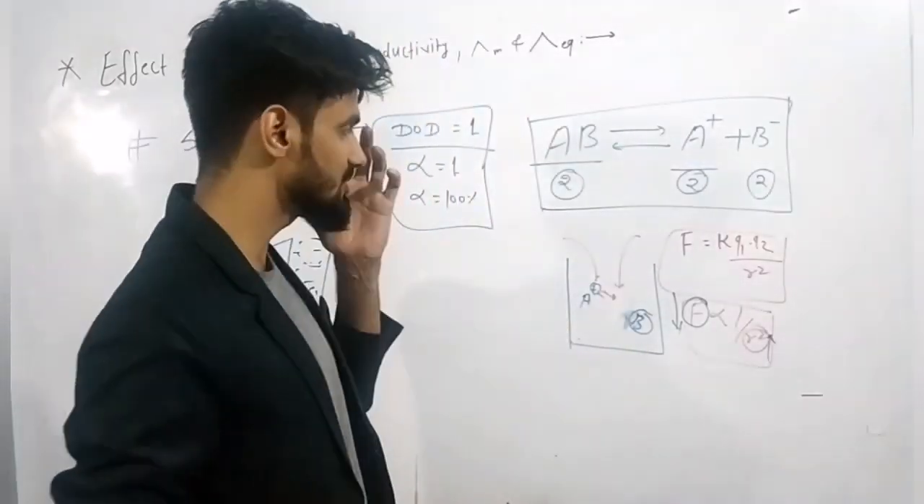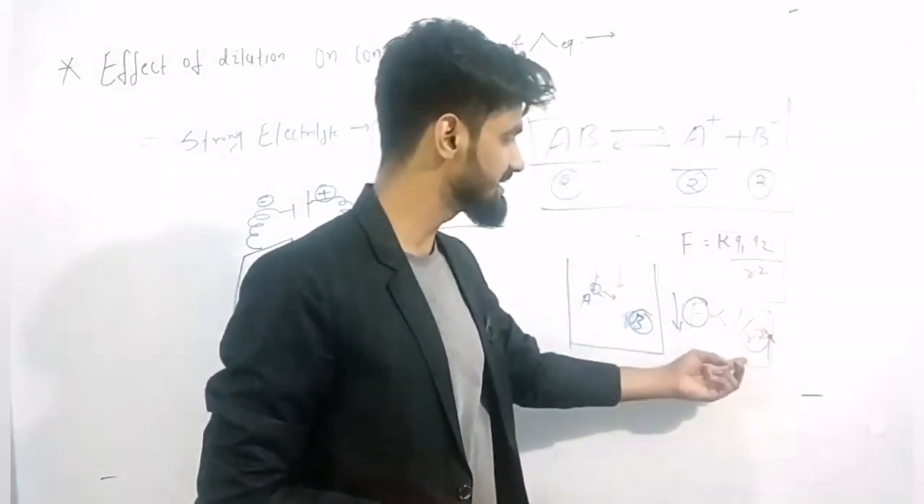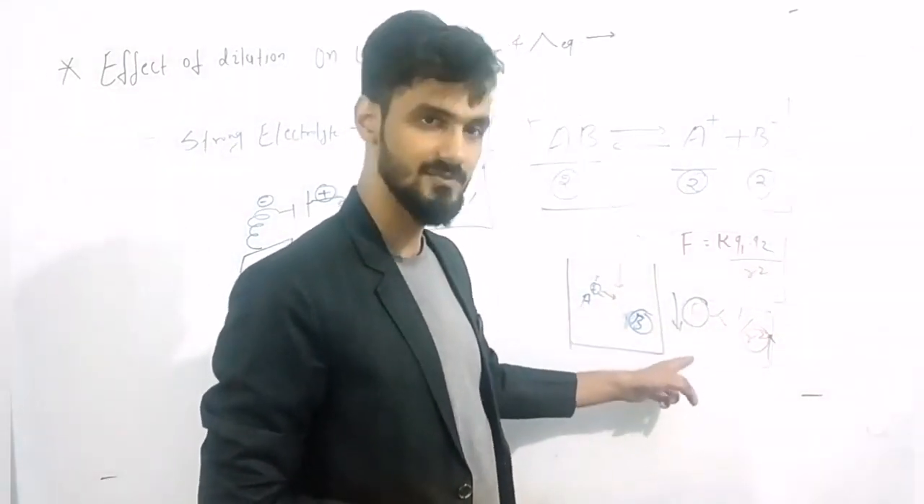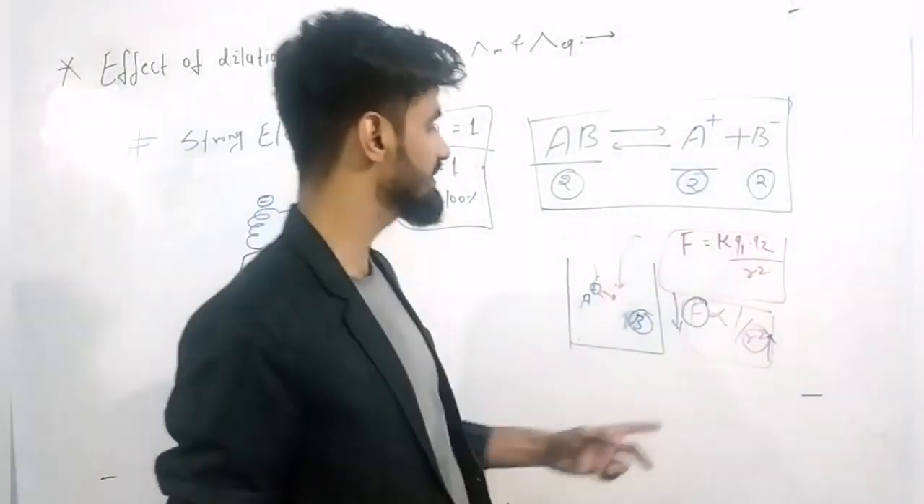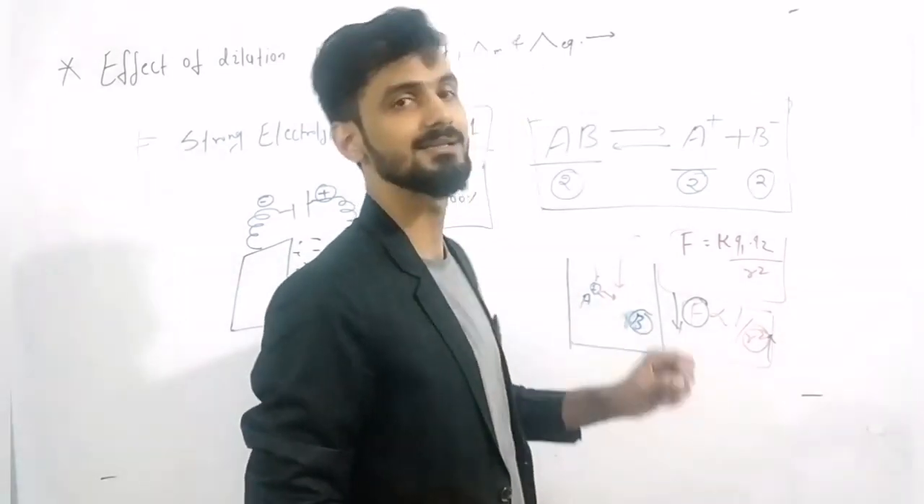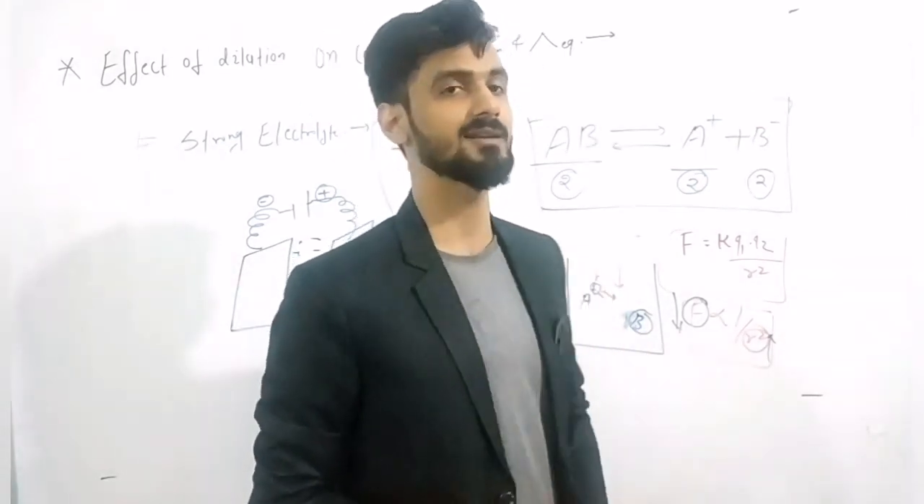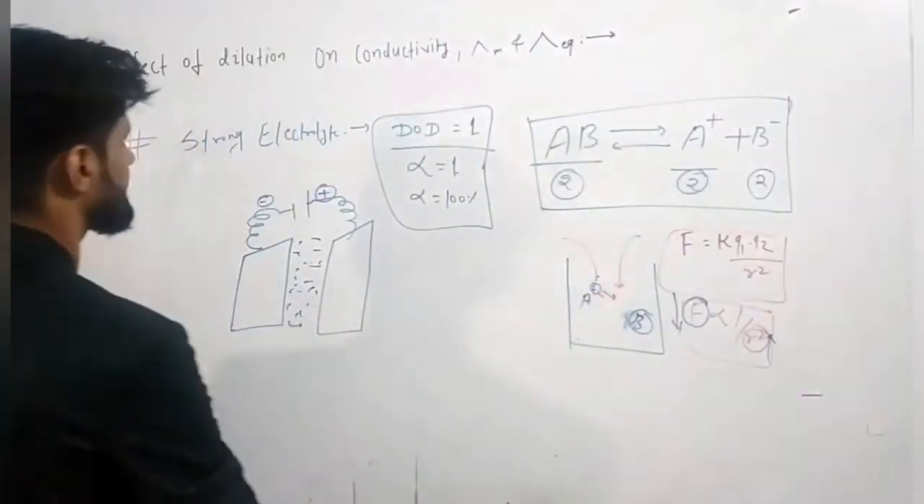Why? Because due to dilution, the distance between ions increases, and due to this increase in distance, the electrostatic force of attraction decreases. And if the electrostatic force of attraction decreases, then the migration of ions increases, and this results in an increase in equivalent conductance and molar conductance of a strong electrolyte. Okay, this was the reason. I think up to this point you are all clear.